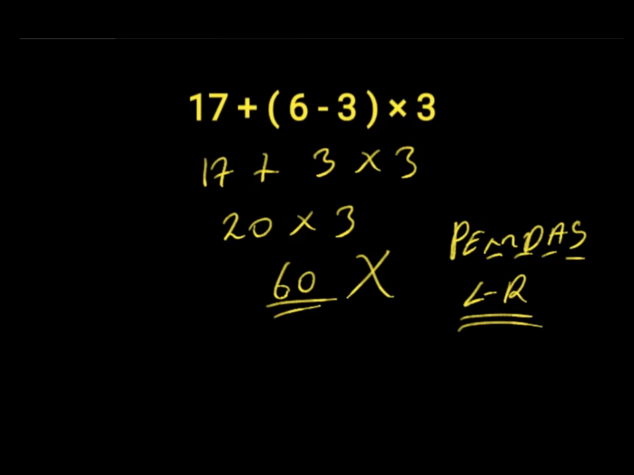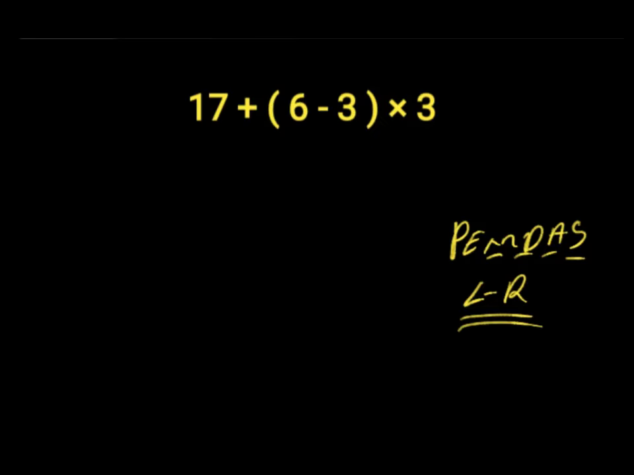Let us solve the right answer to this question. First of all, we are going to solve our parentheses because it comes first. In our parentheses, we have 6 minus 3. 6 minus 3 will give us 3. Then we have 17 plus 3 times 3.